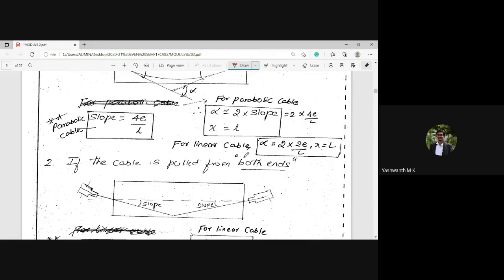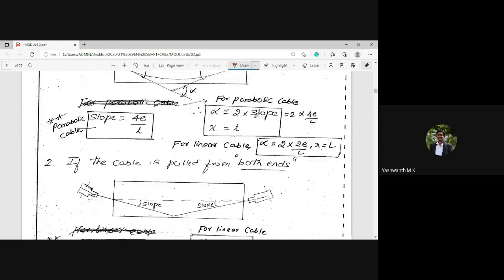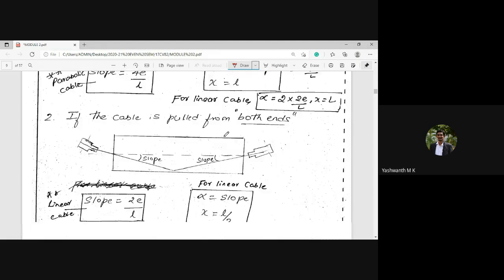When you come across a linear cable instead of a parabolic cable, if I put a straight cable with the same one end jacking, then the same formula applies, 2 into slope, with x equal to L, but there is a small change in the slope formula. For a parabolic cable, it is 4e by L. For a linear cable, it is 2e by L. This is a small change you need to observe, as it varies based upon the shape of the cable. Is it clear? Next, we'll discuss the second condition.